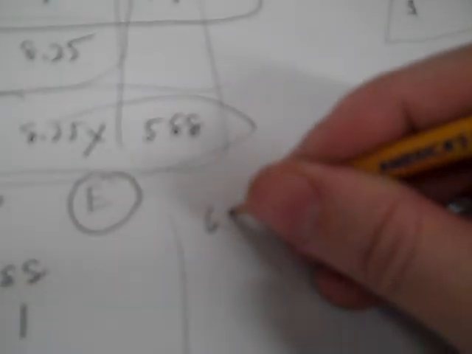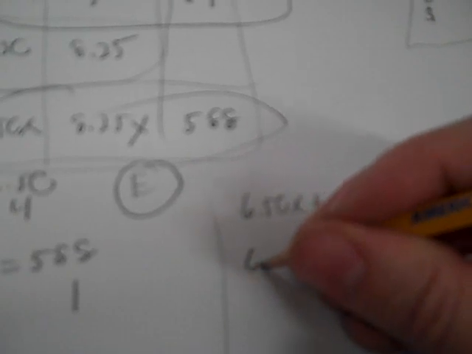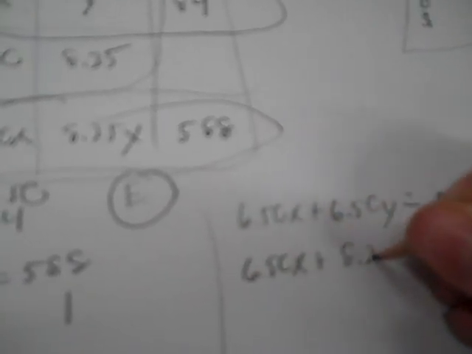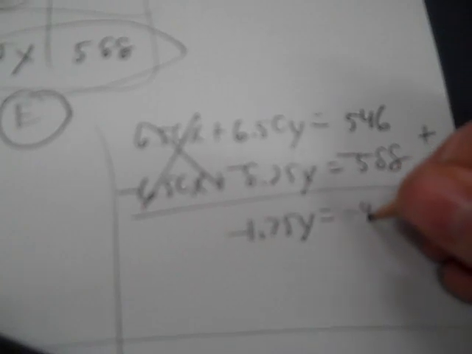And then the top X is 1. Okay, so 6.50X plus 6.50Y. Probably need the calculator to take 84 times 6.50, and that's 546. And the bottom is 6.50X plus 8.25Y equals 588. Okay, so we can reverse the signs on the bottom because we need to add, but those need to be canceled. So I add 6.50 plus negative 8.25 is negative 1.75Y, and then this is negative 42 when added.